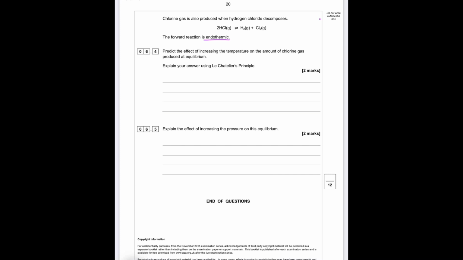So, first of all, if we're increasing the temperature, the equilibrium is going to try and counteract the increase in temperature. So, it's going to try and take in the extra heat energy that we're giving to the system. And that is an endothermic reaction. So, the equilibrium will shift towards the right-hand side where it produces more chlorine gas.